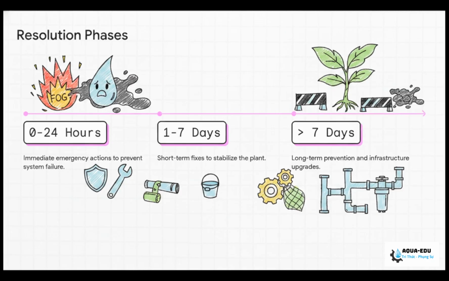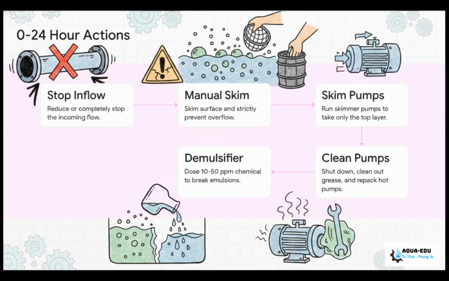Point 1 is 0 to 24 hours for immediate emergency actions. Point 2 is 1 to 7 days for short-term fixes and stabilization. And point 3 is anything beyond 7 days for long-term prevention. Let's detail that frantic 0 to 24-hour response.